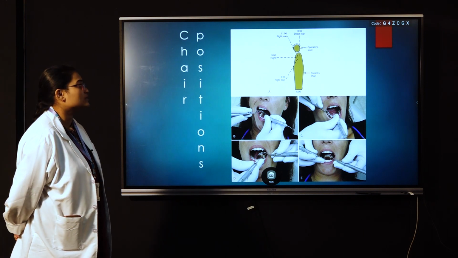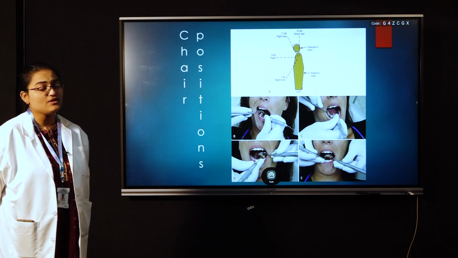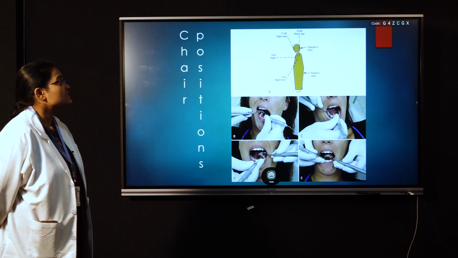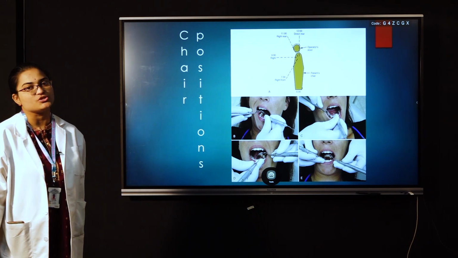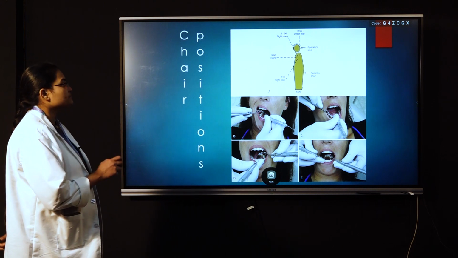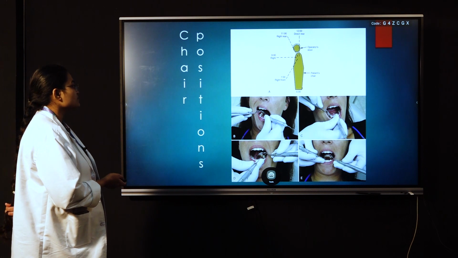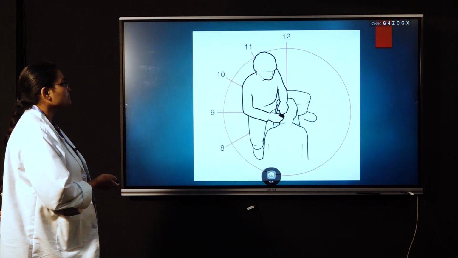And also coming to the left side dentistry, all these positions are changed for a left-handed dentist. The same positions are changed into 1 o'clock, 3 o'clock and 5 o'clock positions. So you have to just apply the same thing towards the left side of the patient. The similar things are shown in the picture.